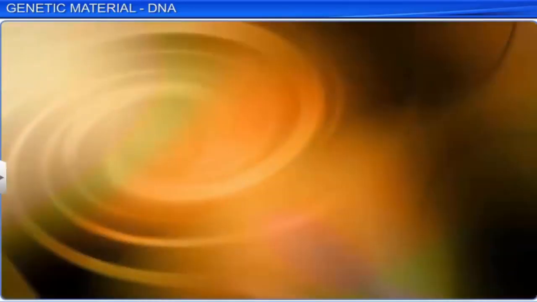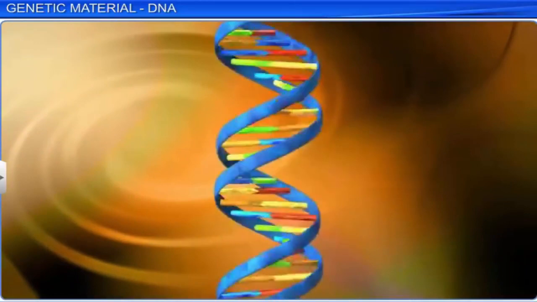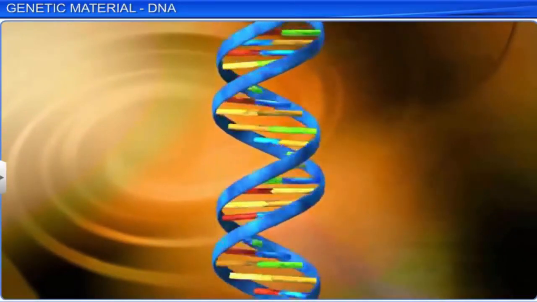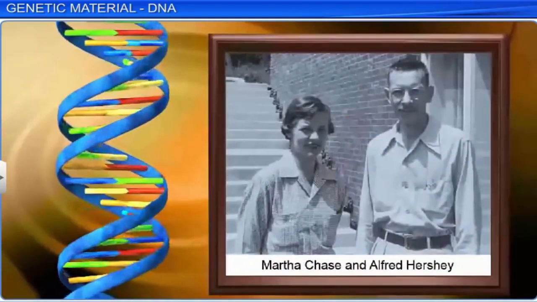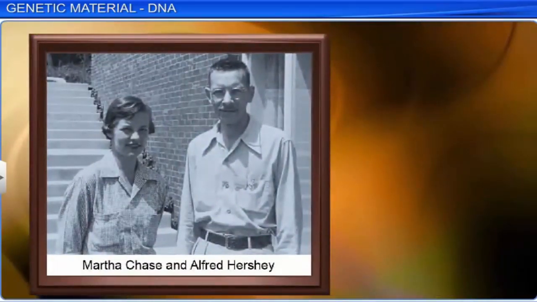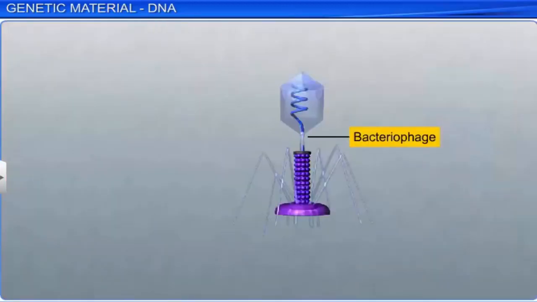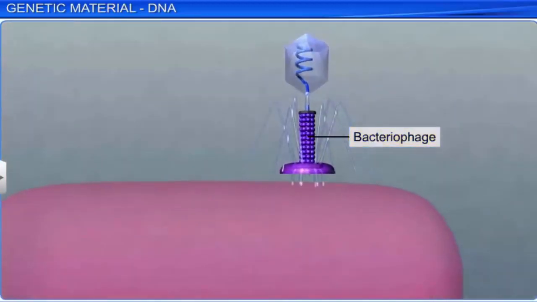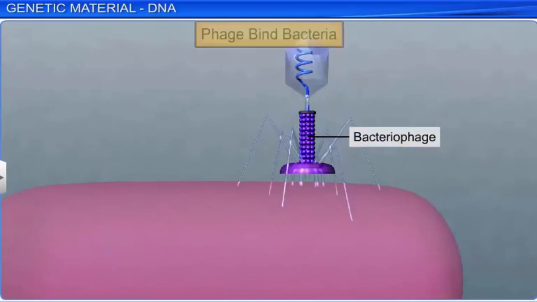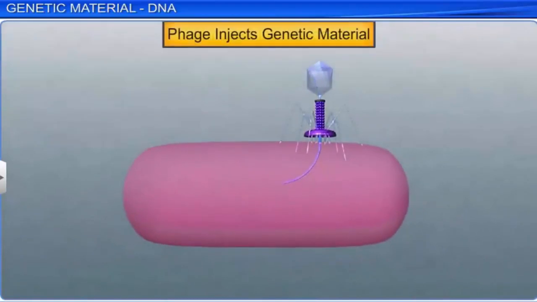Eight years later, in 1952, the definitive evidence that DNA was a genetic material was provided by Alfred Hershey and Martha Chase. They conducted their experiments with viruses that attack bacteria, better known as bacteriophages. Bacteriophages attach to bacteria and implant their viral genetic material inside the bacterial cell. The bacteria treat this genetic material as their own and produce more of such virus particles.